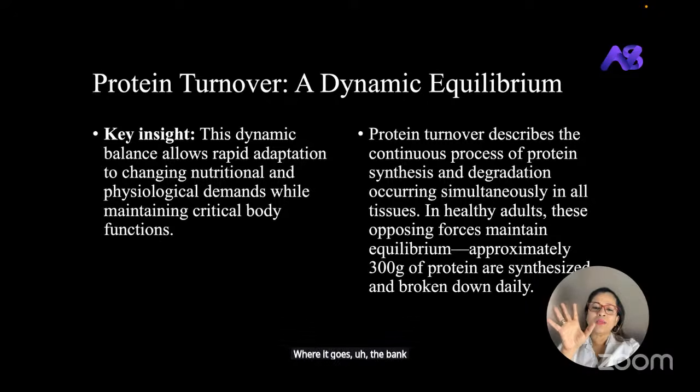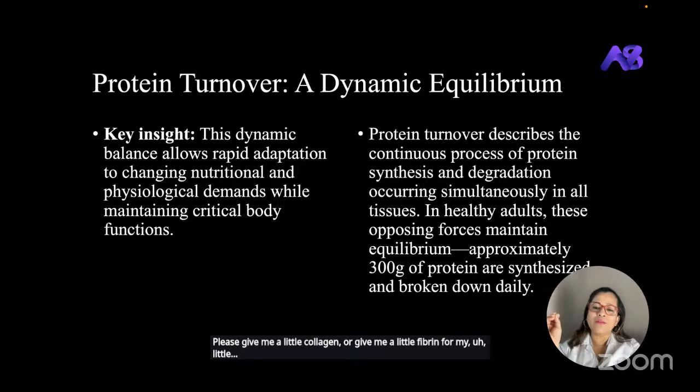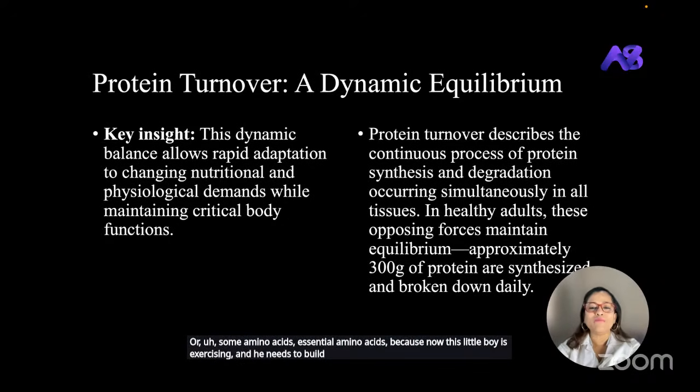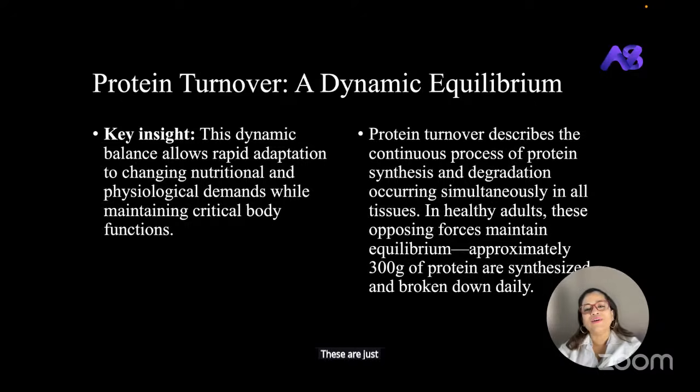The bank is, say, the muscle, and it goes and asks, okay, please give me a little collagen or a little fibrin for my little finger that has an injury, or give me some actin and myosin, or some essential amino acids, because now this little boy is exercising and he needs to build up the muscle. So these are just small daily examples.